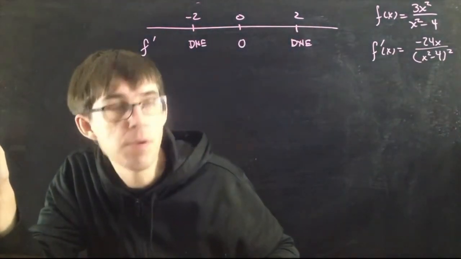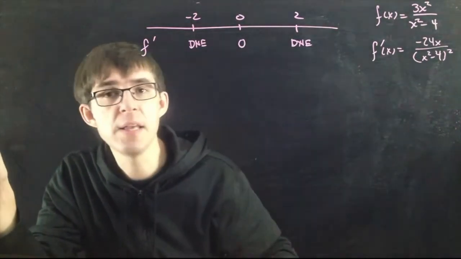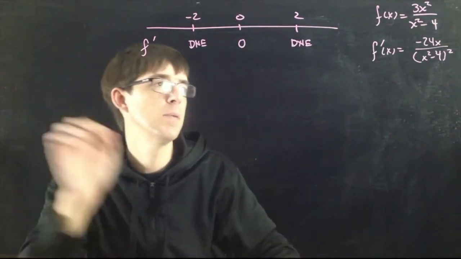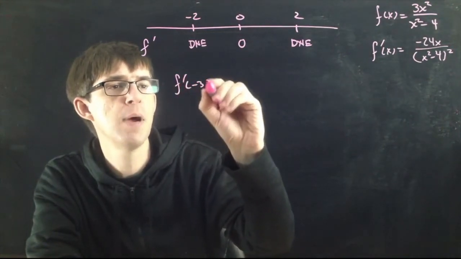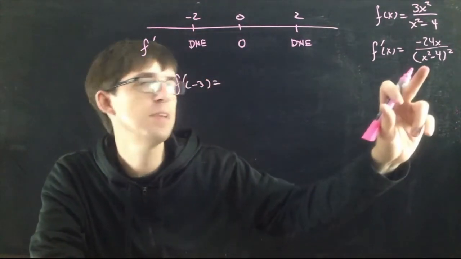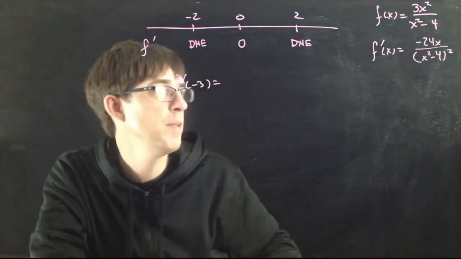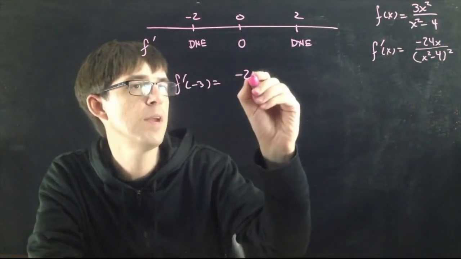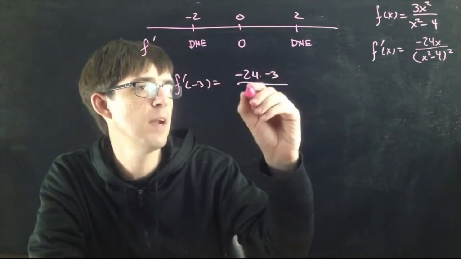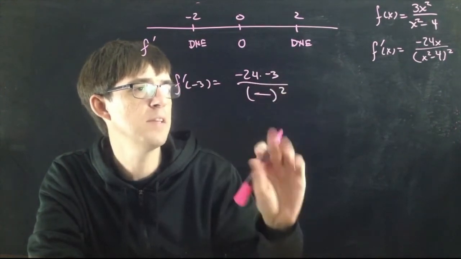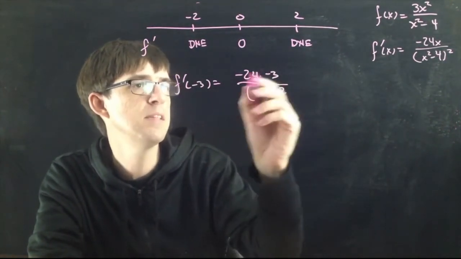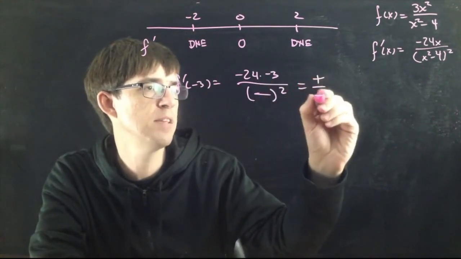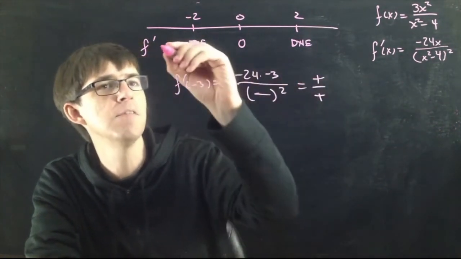All right, I had three critical numbers, two of which were DNEs for the derivative, and one was equal to 0. Let's plug in between them. F prime of minus 3, say. I'm using this formula. Make sure you use the right formula for f prime. Negative 24 times negative 3 divided by something squared. It doesn't matter what's down here. It's being squared, so that's going to be positive on the bottom, and this is going to be positive on the top. So this is positive over positive, which is positive.